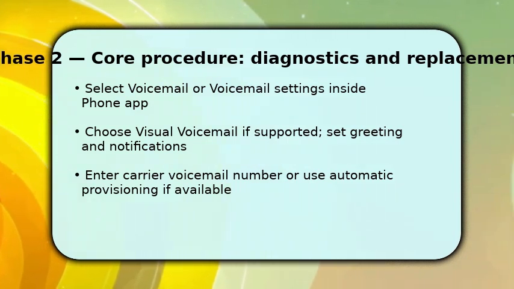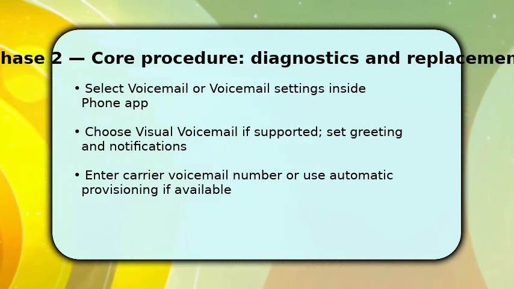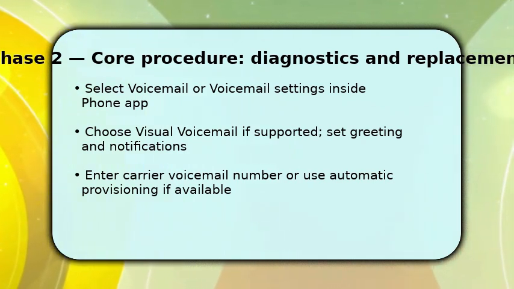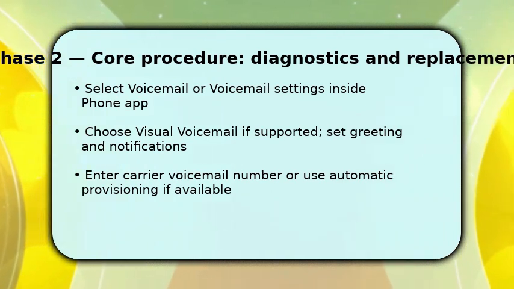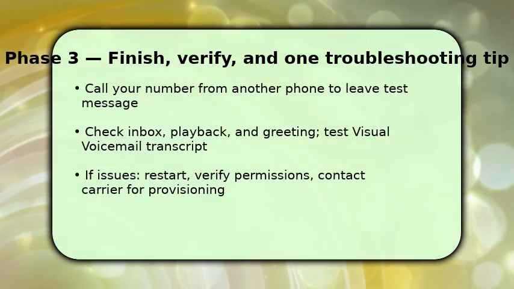Enter the carrier voicemail number if the app doesn't auto-provision. This number forwards missed calls. Also set your greeting and notification preferences, because that determines what callers hear and how you know messages arrived. Finally, test voicemail by calling your number from another phone and leaving a message. This confirms routing and greeting.